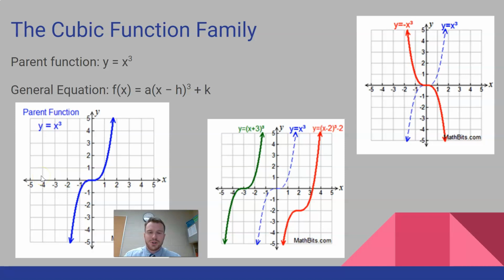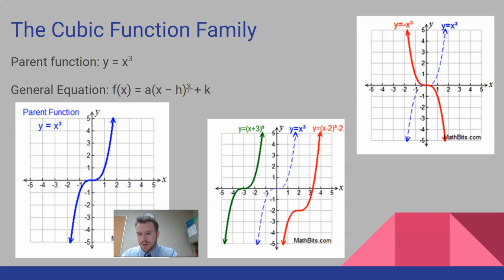Next, we have the pleasure of meeting the cubic function family. The parent function of the cubic function family is y equals x cubed, and its general equation is f of x equals a times x minus h cubed plus k. So the only difference with that general equation compared to the quadratic equation is that instead of x minus h being squared, it's being cubed, cubic.